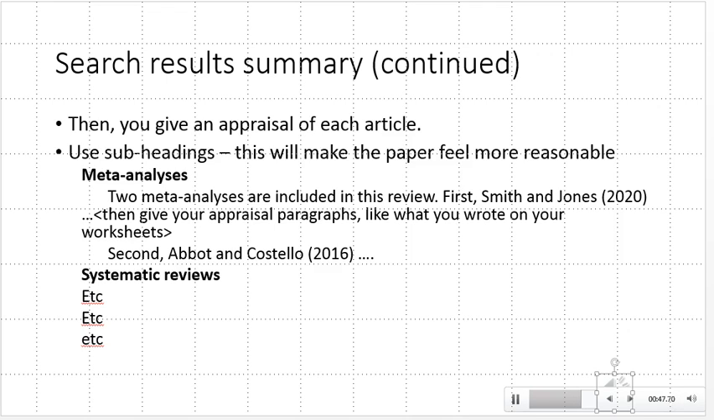So this should make it easier for you to figure out how to order the articles, and it makes it easier for the reader to figure out where your mind is, and just helps focus the reader on how you were thinking about the articles that you were appraising.